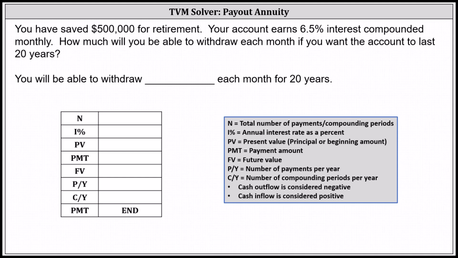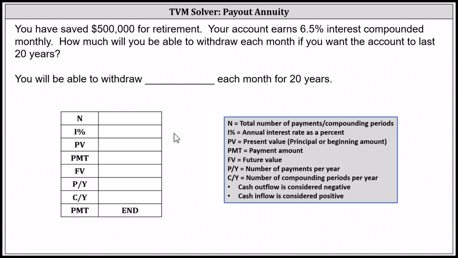Welcome to a lesson on how to use a TVM solver to determine a monthly payout amount for a payout annuity. Suppose you have saved $500,000 for retirement. Your account earns 6.5% interest compounded monthly. How much will you be able to withdraw each month if you want the account to last for 20 years? Let's first record the required information in the table, and then we'll pull up the TVM solver.